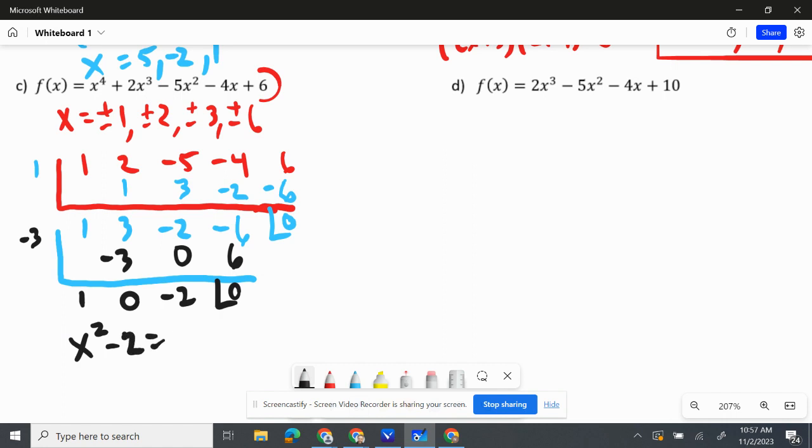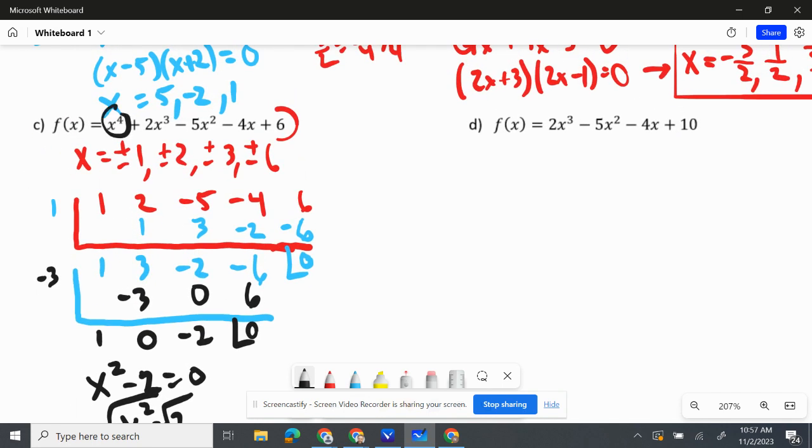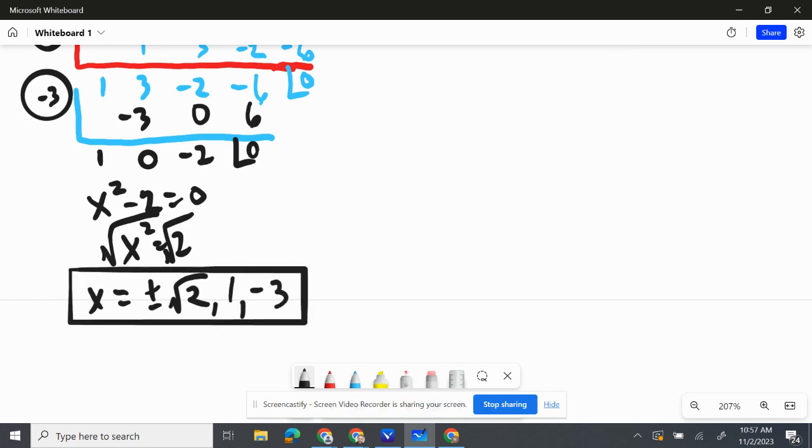minus 2 equals 0. That one we can't factor, but we can add the 2 and then take the square root, and so what we get is x equals plus or minus the square root of 2. Now, this is degree 4, so we have 4 answers. Notice our 2 answers at the beginning, 1 and negative 3. And that right there is our answer.